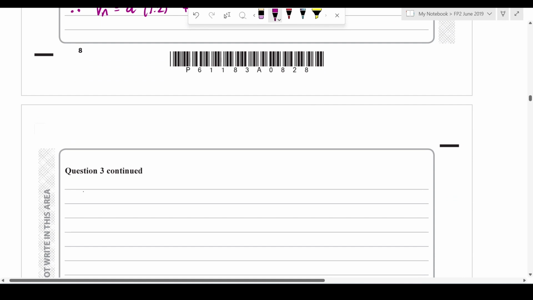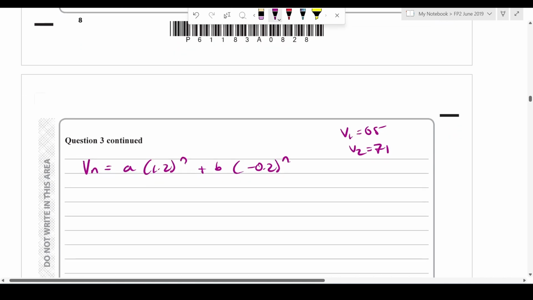So let me just rewrite the equation there, and we had V1 was 65 and V2 is 71. If I put V1 in, that means I've got 65 is 1.2a minus 0.2b, and if I put in V2, 71, that's 1.2 squared, so I'm going to have 1.44a plus 0.04b.